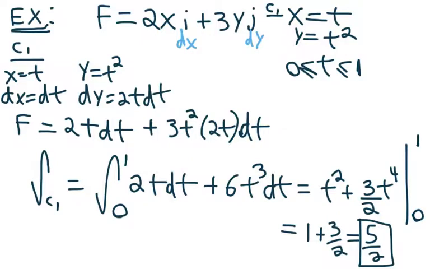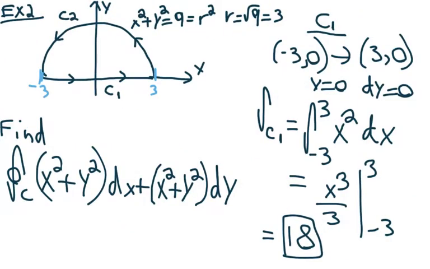Then, if we plug in what we just found into our F, we get F is equal to 2t dt plus 3t squared times 2t dt. Finally, if we want to find the line integral, we're going to do the integral from 0 to 1, because we were told that t goes from 0 to 1, of the F that we found just on top. If we calculate the integral, we get a final answer of 5 over 2.